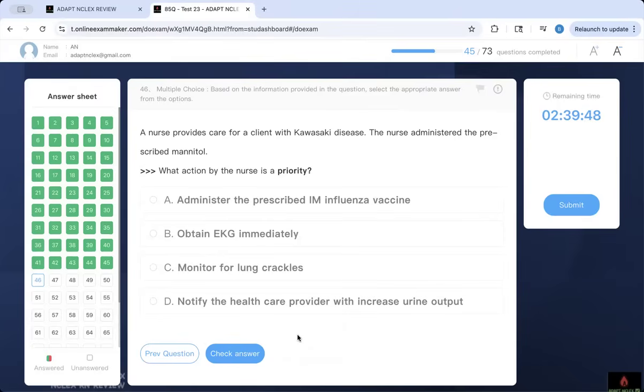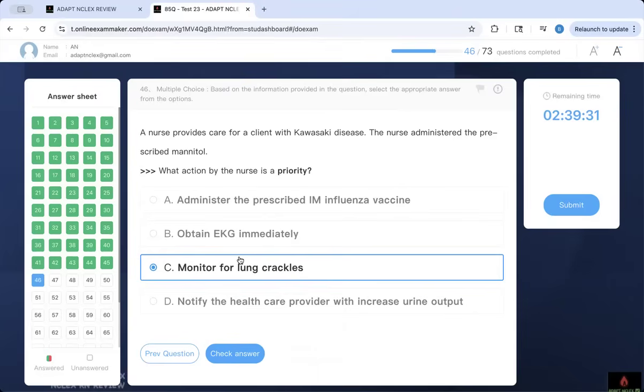What do you think? Because they may be fluid overloaded. Therefore, what do you think you need to do? You should check for lung crackles because of what? Fluid overload. When you pull all the fluid, it has to go to the lung. You take the fluid from the extremities, then you take it to the lung. The lung gets overwhelmed and they get into trouble.